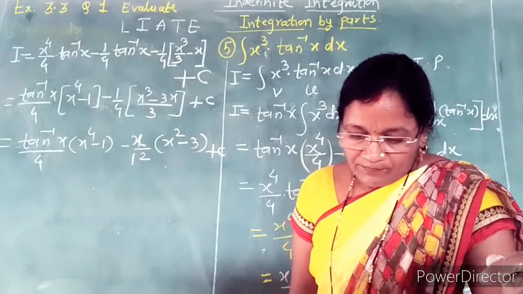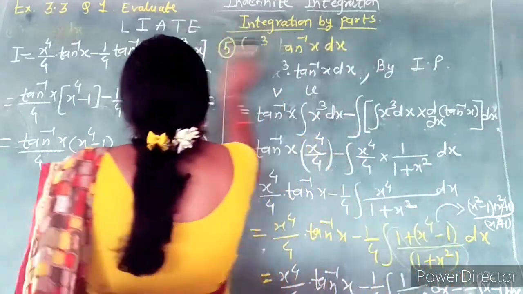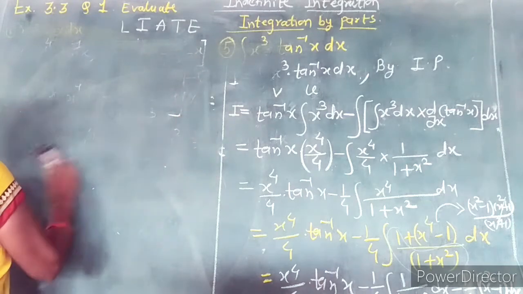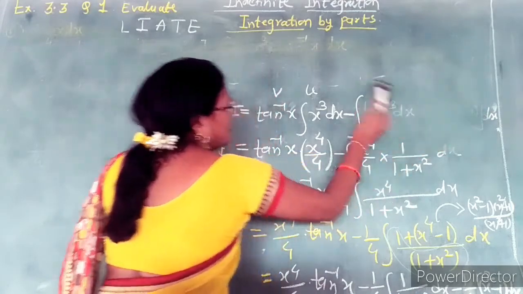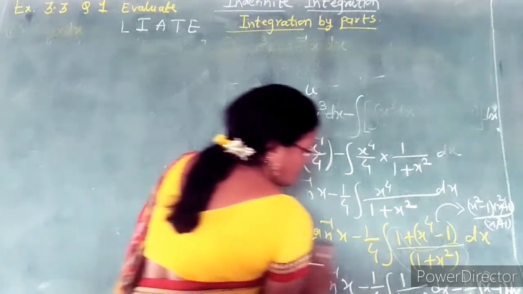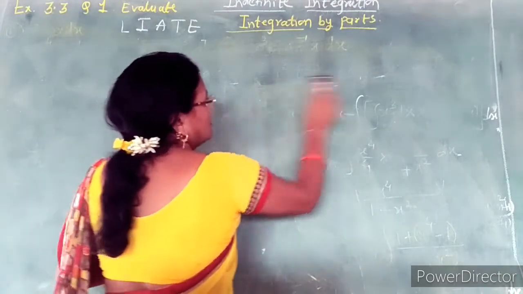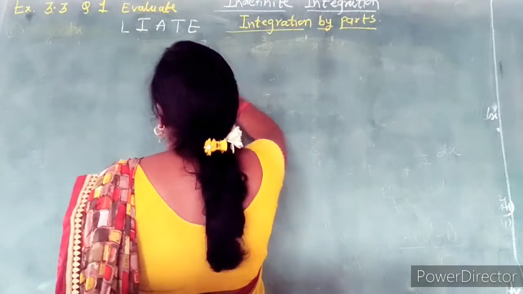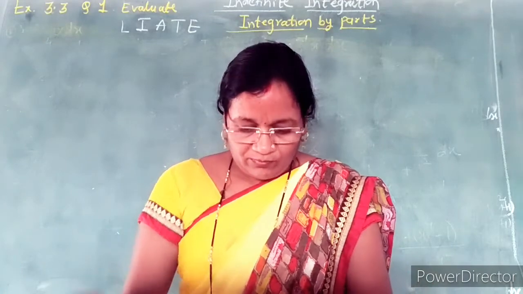Now we take another example, example number 7. That is the integral of sec cube x. Now this is a single function, to find the integral of sec cube x. But for this we take either the second function as 1, or break sec cube x as sec square x into sec x.